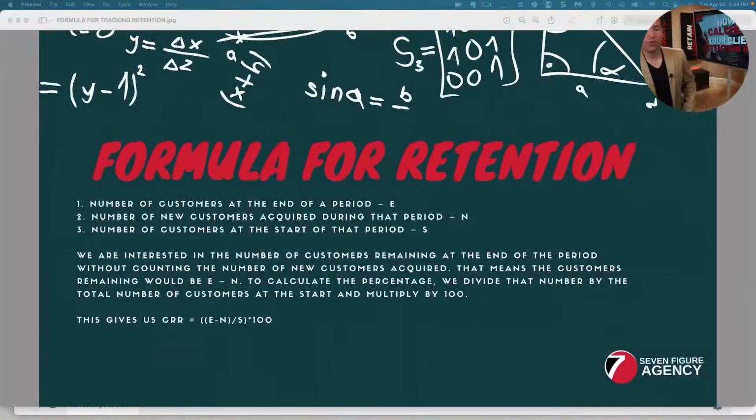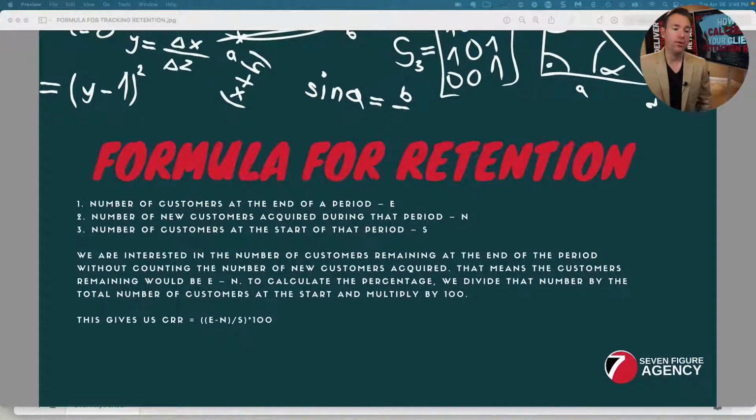So let me, and I've got this formula up, right? And it's basically the number of customers at the end of a period. So let's say you're looking back this month versus last month. How many clients do you have at the end of this month? So let's say April's coming to a close. How many clients? We also need to know the number of new customers that we acquired, right? How many new clients did we get? Did we get 5 clients? Did we get 9 clients?